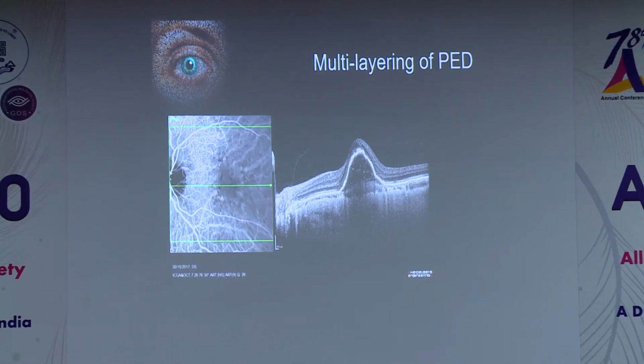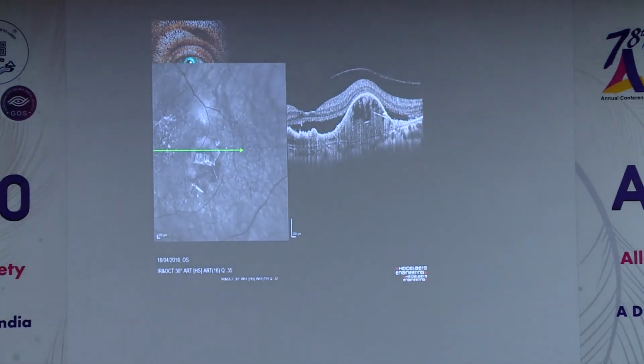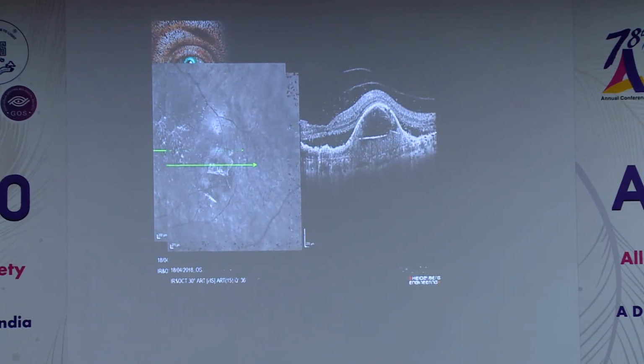Multi-layering is a brand new sign. You see different layers inside the PED. This happens when a person has received a huge amount of anti-VEGF therapy, and inside the PED, fibrosis is kind of trying to contain the disease, but what it does is that it propagates the disease also. It makes a patient less resistant to further anti-VEGF. So again, a new disease process, intra-PED or intra-lesional layering, was only discovered by OCT about 3 or 4 years ago.